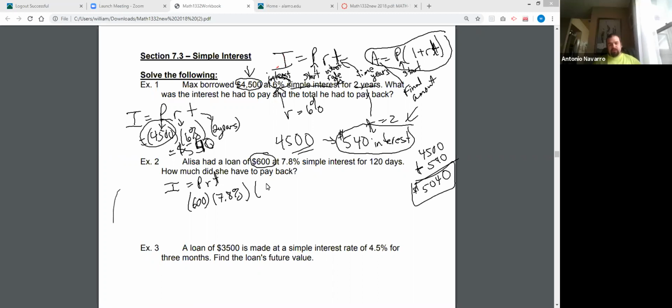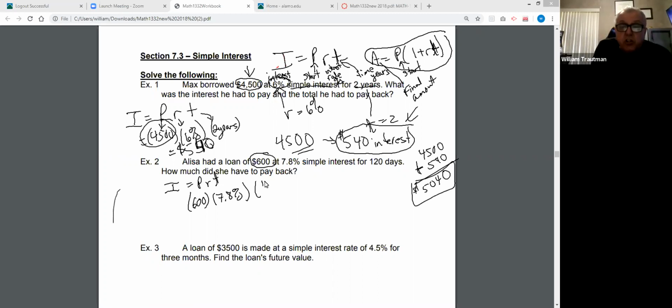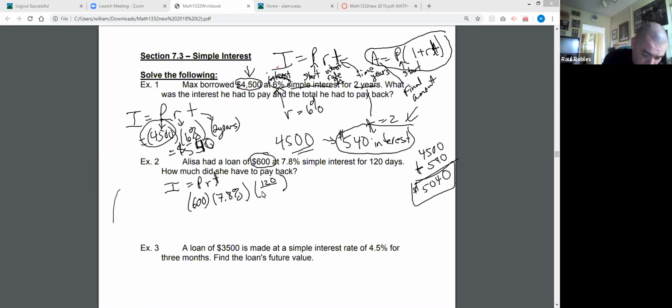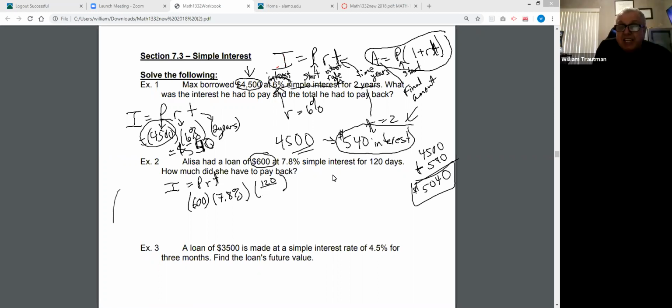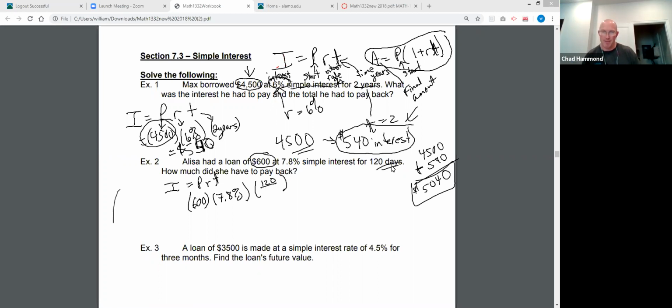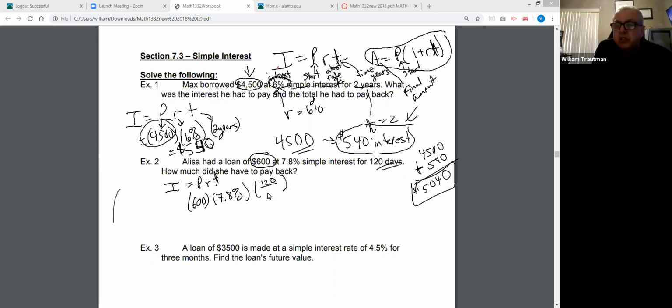Well, we're going to write it as a fraction. 120 days, and how many days in a year? 365. Yes. However, when we do days, we use 360. For some reason we call it bankers days or bankers year. Bankers like round numbers. So when they do this, they use 360 as their number of days in a year. We know it's 365 or leap year, but when they talk about days, they switch it to 360, so it's nice and round.